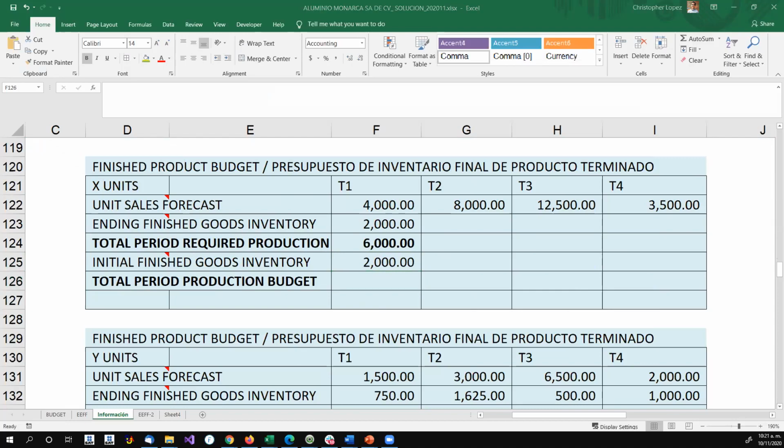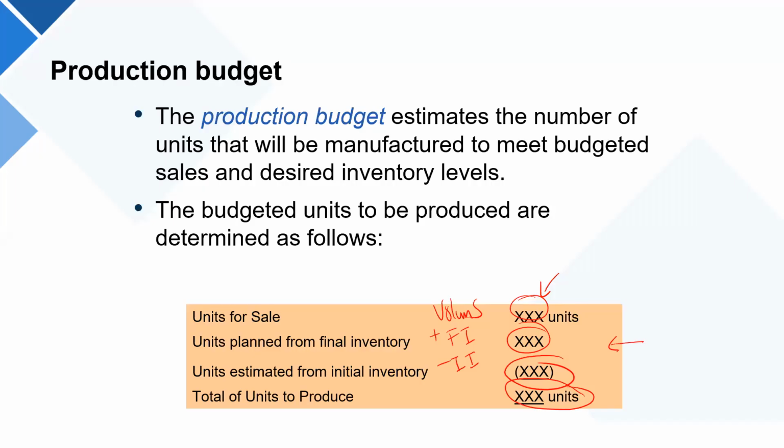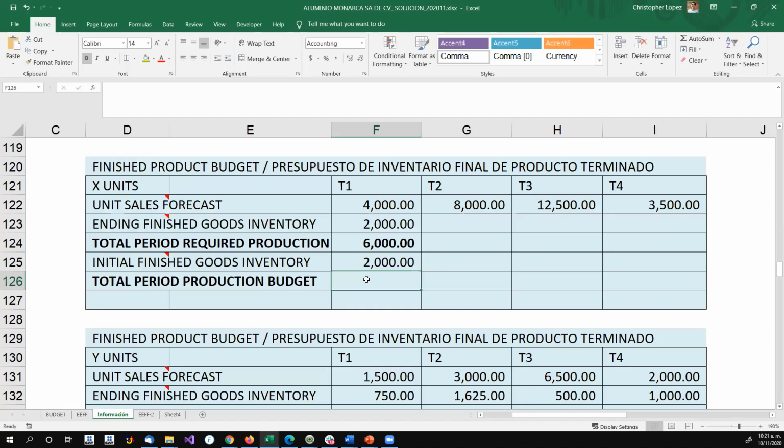So the next part is I need to subtract the unit sales, the unit plan, I'm sorry, for final inventory. To that, I need to subtract the unit estimate for initial inventory. All right, so I go here and then I subtract that one. And what I end up with is the units produced. I need to produce in this quarter.